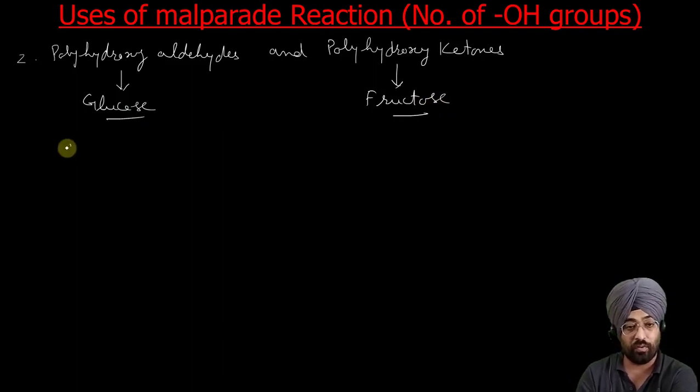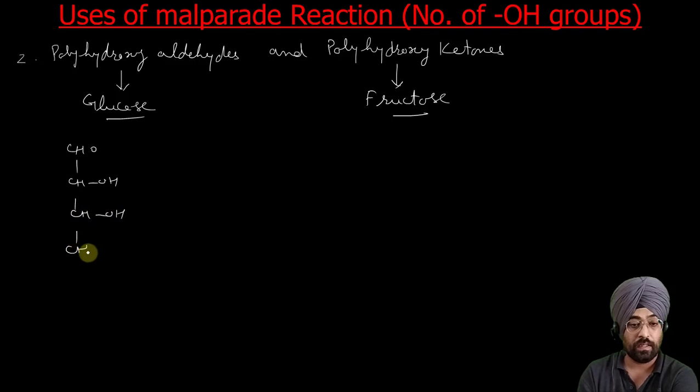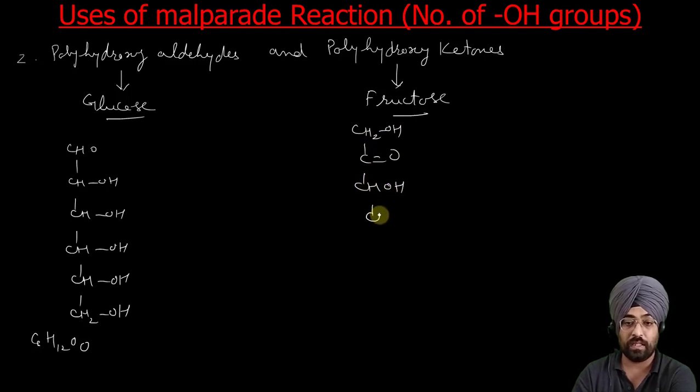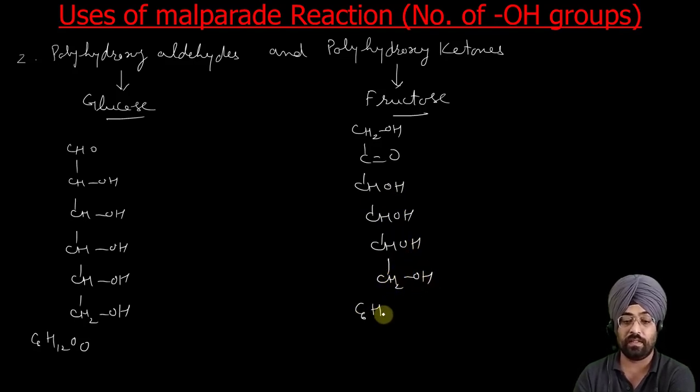So let us write the structure of glucose: CHO, CHOH, CHOH, CHOH, CHOH, 1 2 3 4 5, and CH2OH. This is your glucose, C6H12O6, and fructose is CH2OH, C double bond O, CHOH, CHOH, CHOH, CH2OH. This is again C6H12O6. This is aldehyde, this is ketone.